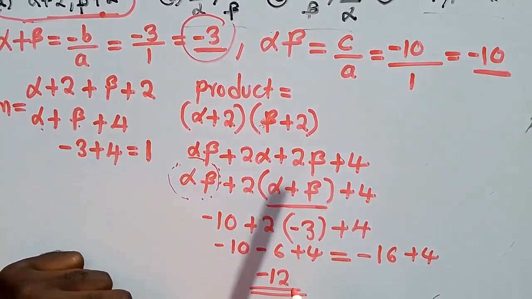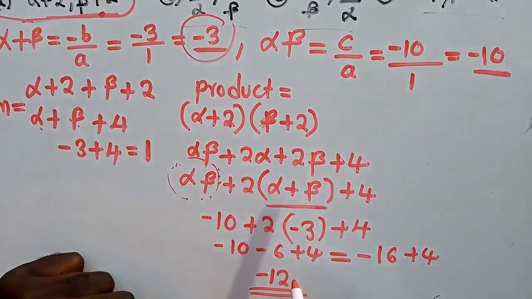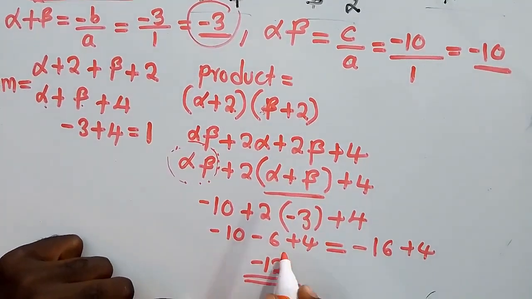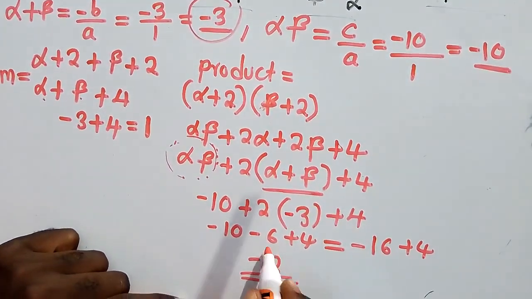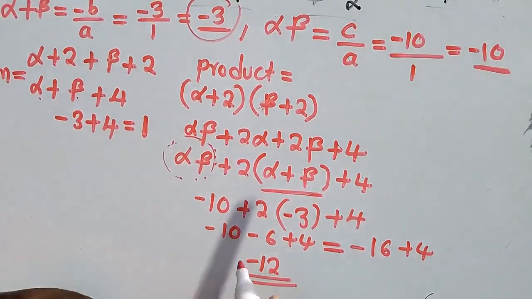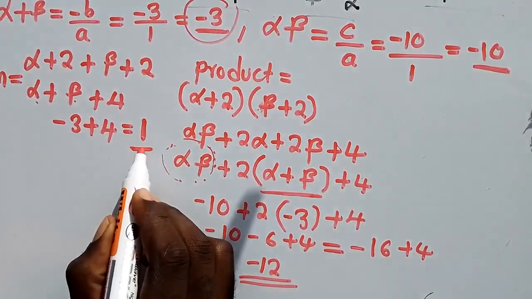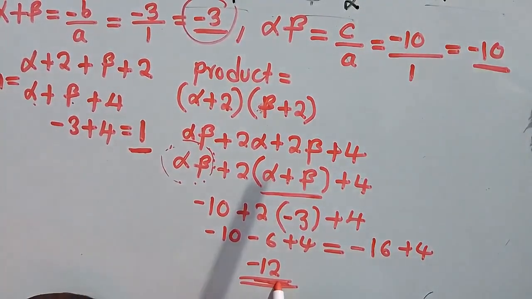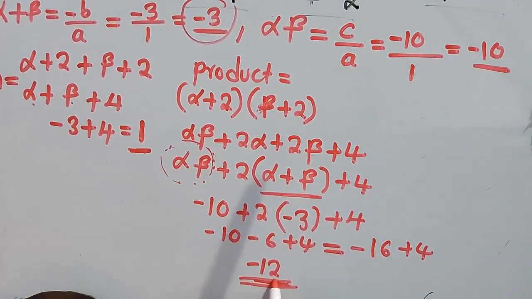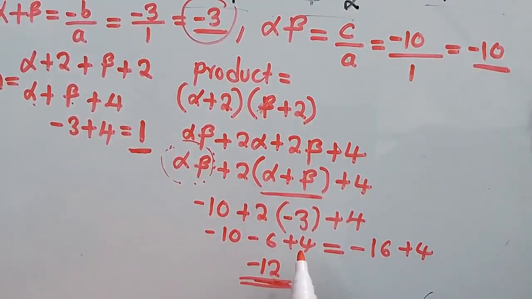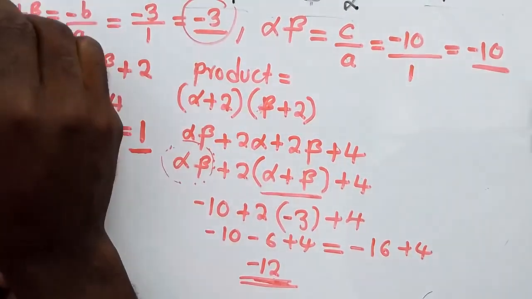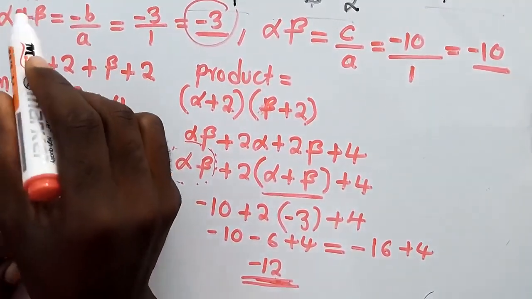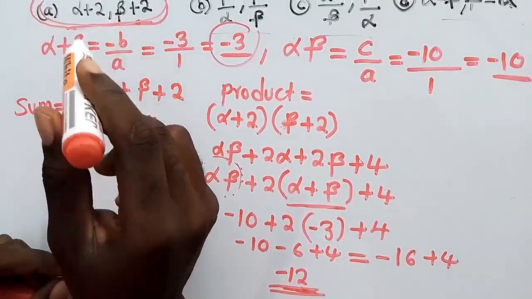So this negative 12 that is here is called the product of the roots. So I've come up with the sum of the roots, which is 1. Then the product of the roots is negative 12. So with these two now, I'm able to find the equation that is having these roots. Have you seen? So I'm able to come up with the equation that is having those roots.